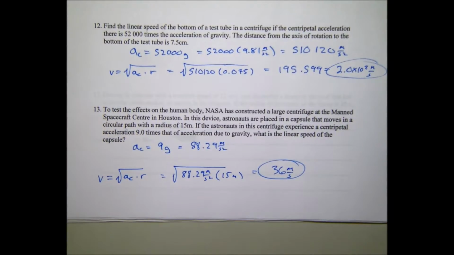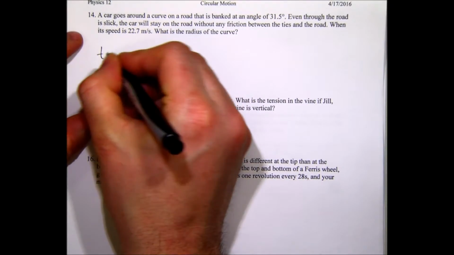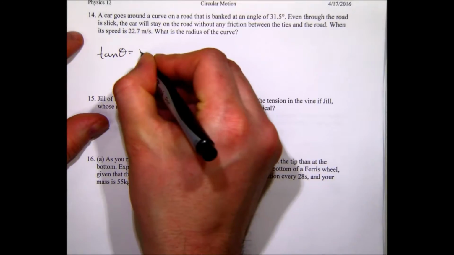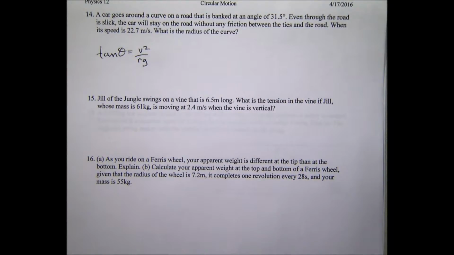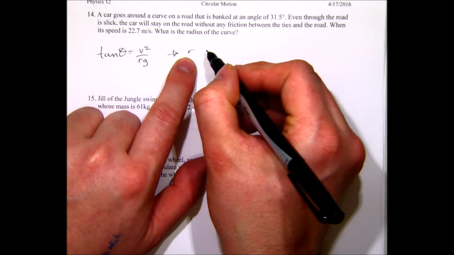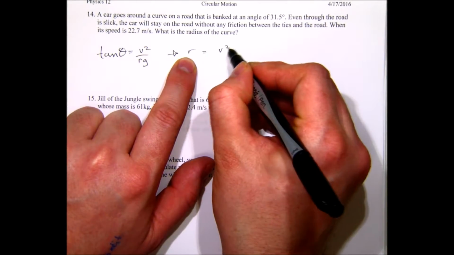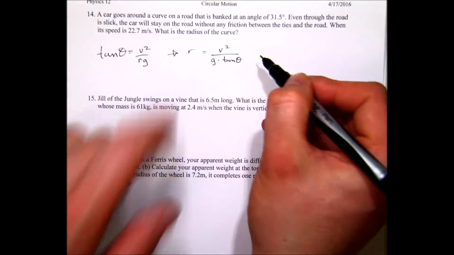36 meters per second. So now we're moving on to number 14. Number 14 is where we start dealing with bank turns. The equation for a bank turn is the tangent of the angle is equal to V squared over RG. So when we do this, we can rearrange this to solve for the radius that the question is asking for. The radius is equal to V squared over G times the tangent of the angle.